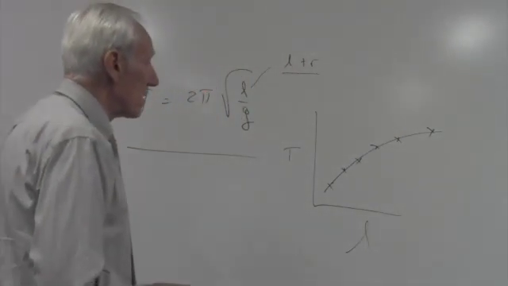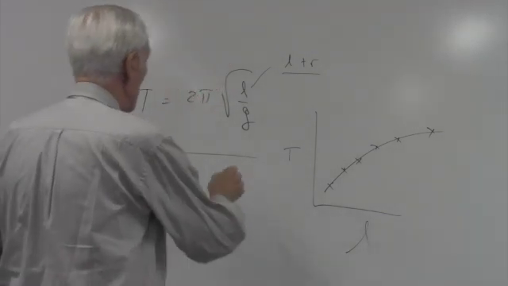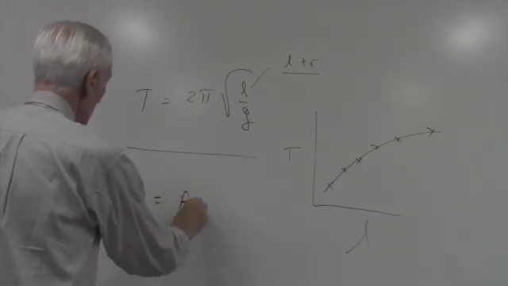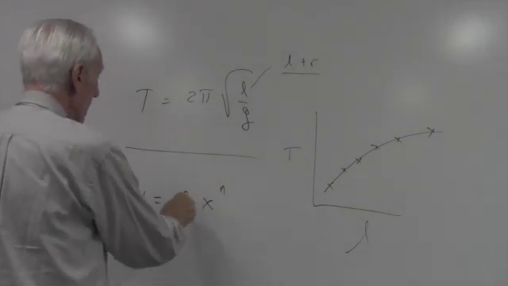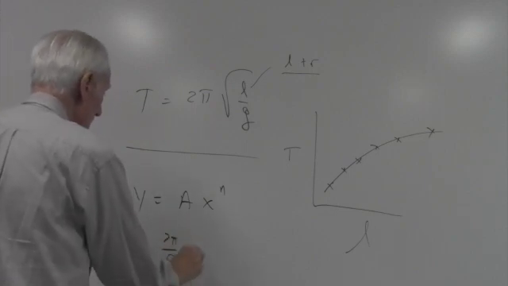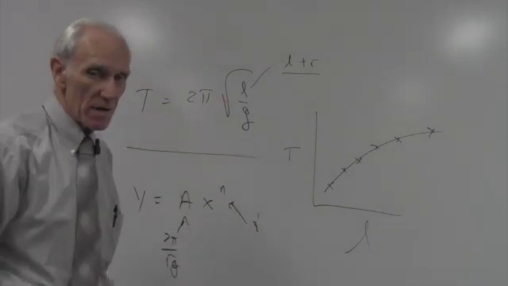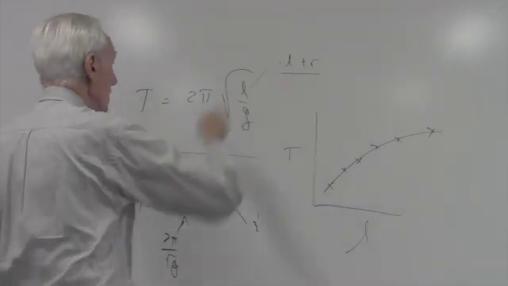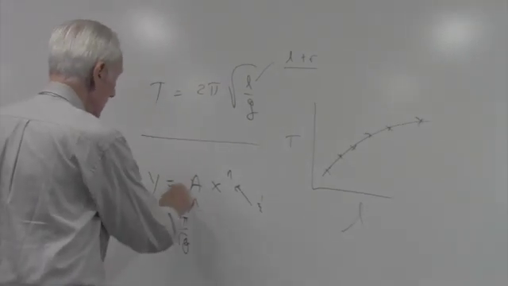And you're going to go to the curve fit menu, and you're going to find an equation that looks like this, such as y equals ax to the n, where n here is 1/2, and a is 2 pi over the square root of g, and n is 1/2, where x is really the length. Okay, that is the real length of a simple pendulum, L plus R. So this is what you're going to graph using.